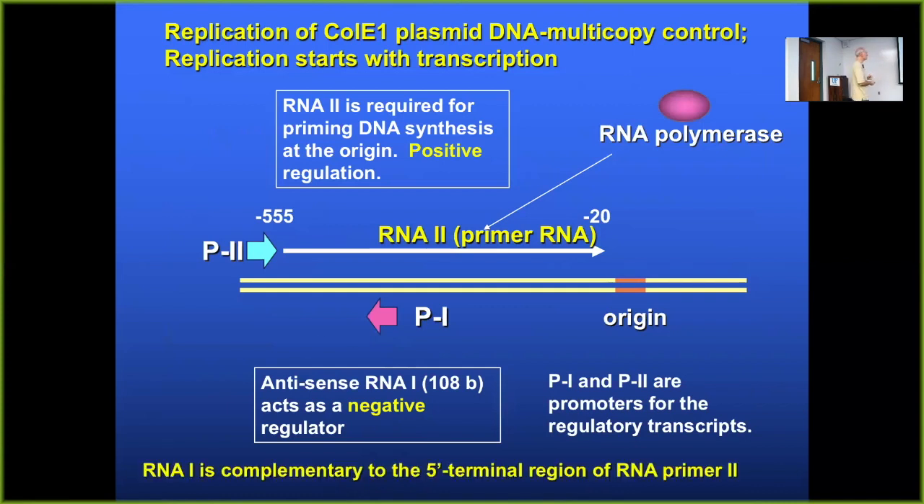What else is involved here? There's a negative component. So what is positive that facilitates replication? The primer and RNase H. Both of those have to be there to support replication. There are also two negative components to regulation. These work against replication. One is RNA1.